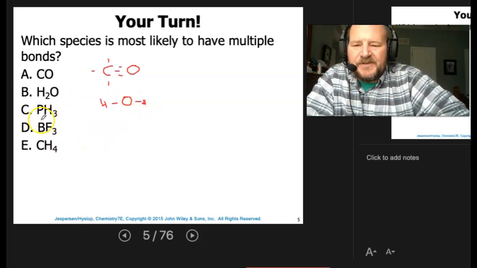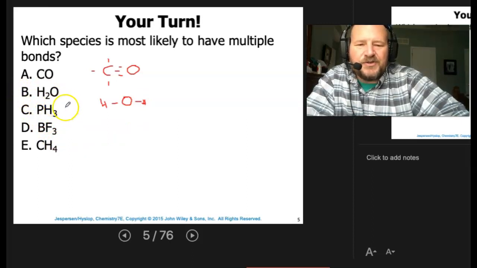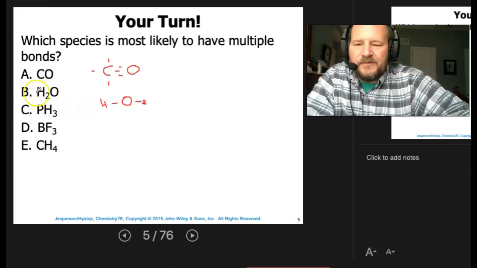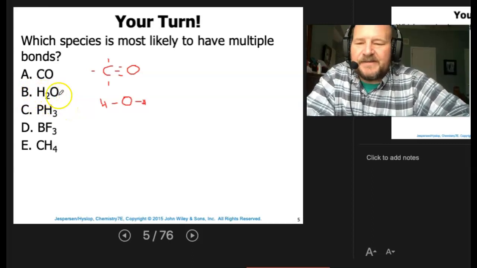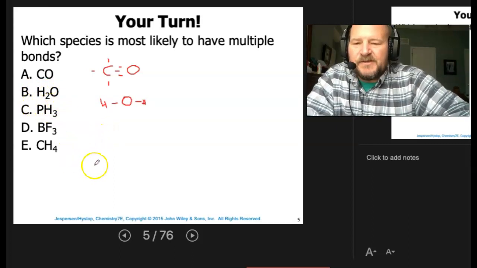Typically, the central atom is written first. Here, water has always been H2O. We don't call it OH2. Some things came before the rules of nomenclature, so to speak. So PH3, we know P would be central. It's just like nitrogen. It has one lone pair. It should make three bonds. We have three hydrogens.